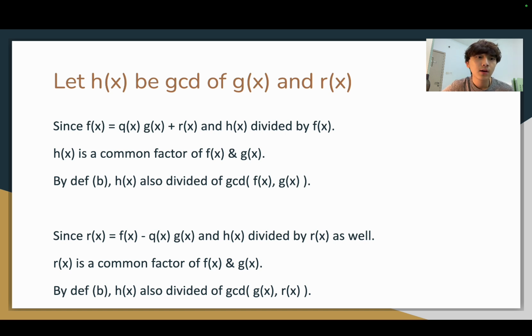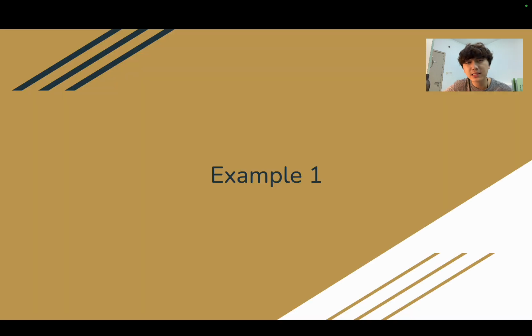Then continue. Since r(x) is equal to f(x) minus q(x)g(x), and h(x) divides r(x) as well, so h(x) is a common factor of f(x) and g(x) as we know. By definition, just now we have learned, h(x) also divides GCD(g(x), r(x)). So the question is proven. So next, go to example 1.